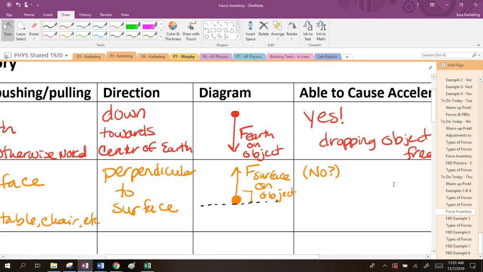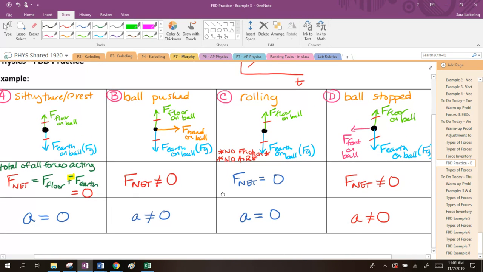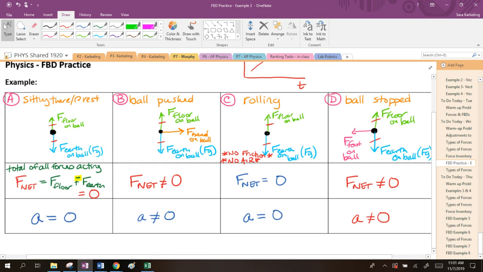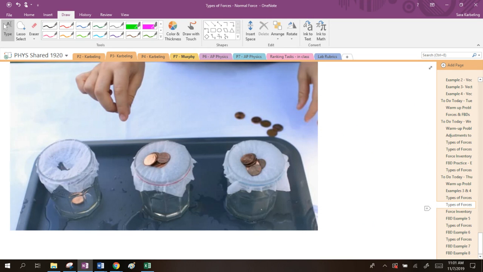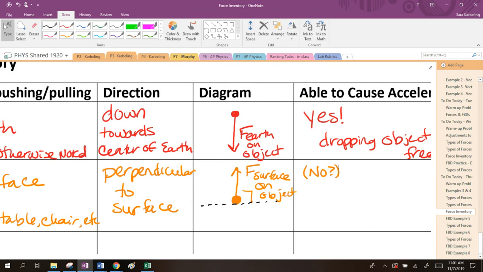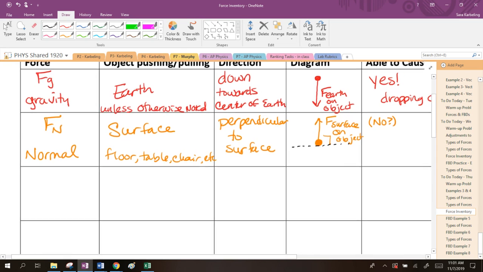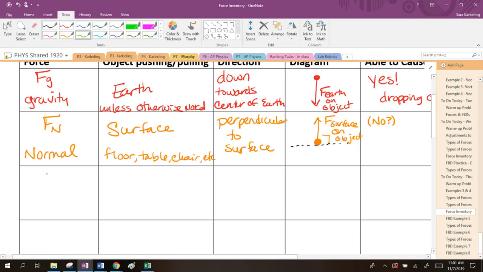All right, we're going to go back to our examples again here. There's one more force that we had in two of the four cases. What do you see? The hand, the foot, those kind of outside objects, right? Okay, that's going to be another one of our types of forces. I want to go back here to force inventory. We're going to go right over here to the next one, and we're going to call this applied force, F sub A.